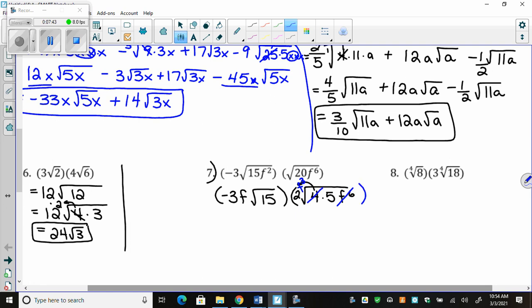I'm going to rewrite it. I'm not going to try and do math from here. That's just awful. So I have equal signs. Negative 3f root 15. And then 2f cubed root 5.